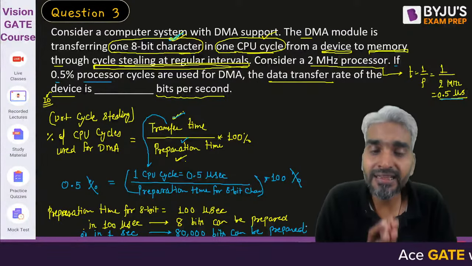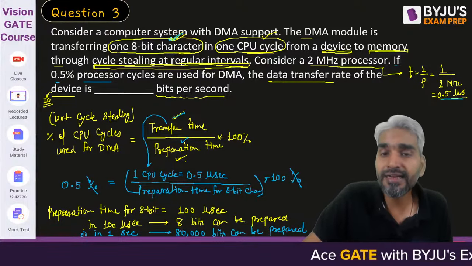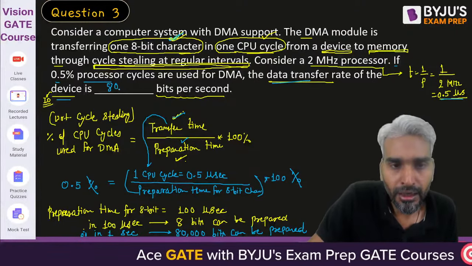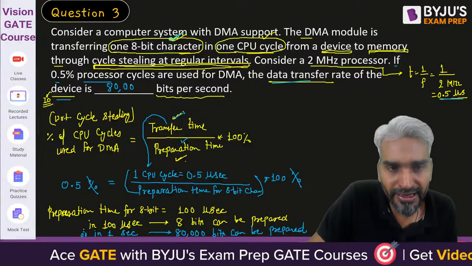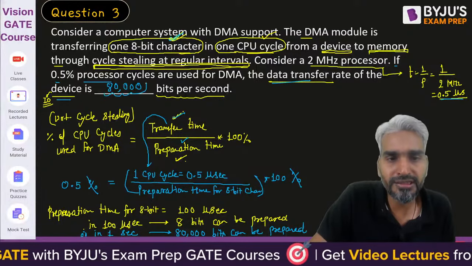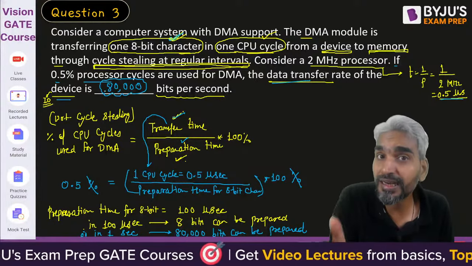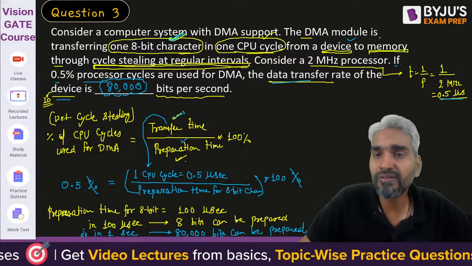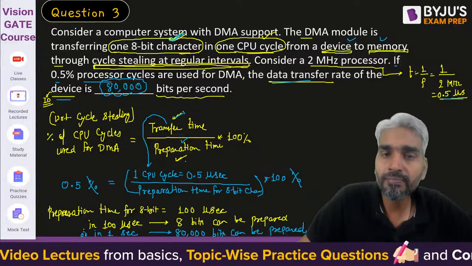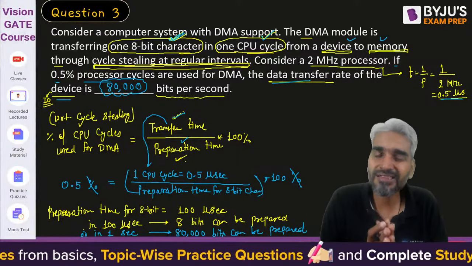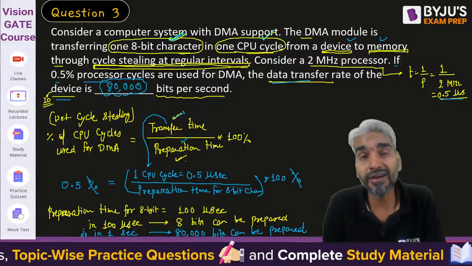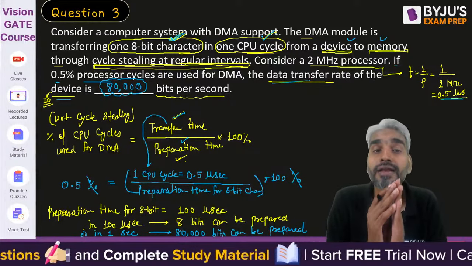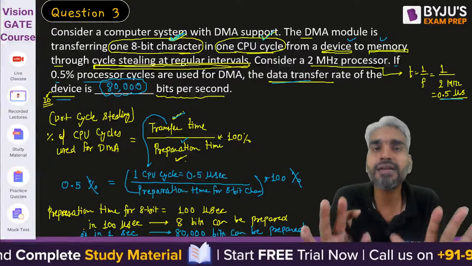In 1 second, 80,000 bits can be prepared, meaning the data transfer rate of the device is 80,000 bits per second. How many bits can be transferred from the device in 1 second? Please try to understand. Now you may say, sir, an 8-bit character can be transferred from device to memory only in 0.5 microsecond. Yes, an 8-bit character can be transferred from device to memory in 0.5 microsecond once the 8-bit character is ready.